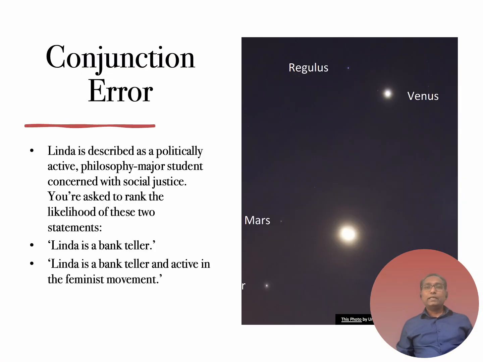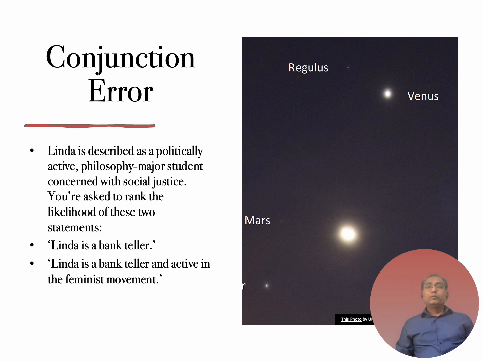Okay, so let's take an example of conjunction error. It's called the Linda problem. Here is a scenario. Linda is described as a politically active philosophy major student concerned with social justice. Now, you're asked to predict the likelihood of her future career, or future life. You're asked to rank the following statements about Linda in terms of likelihood or probability. So it has to be between 0 and 1, or a percentage.